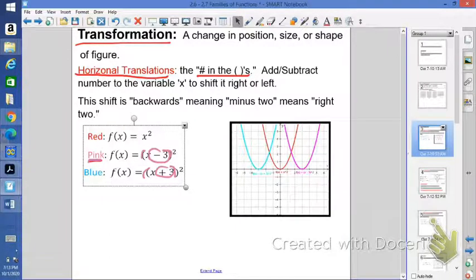If you're adding to the x inside parentheses or subtracting from the x inside parentheses, you're shifting the graph right or left. It's kind of counterintuitive. It's the opposite of what you would think. With this x minus 3, when we subtract from the x, we're moving the graph to the right 3. You would think we'd be moving it to the left 3, but no, we move it to the right 3. Counterintuitive.